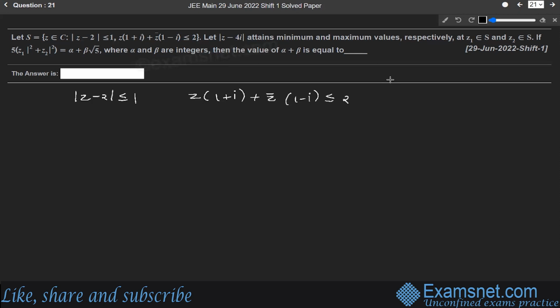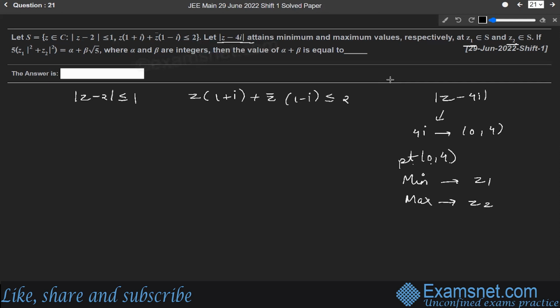This is a question that comes from complex numbers. Firstly, let us look at this part. What is mod of Z minus 4i? Here, this 4i can be written as (0, 4). So we have a point which is (0, 4). And it is given that it attains the minimum and maximum values at Z1 and Z2. So it is very clear that the point (0, 4) attains the minimum distance at Z1 and the maximum distance at Z2, right? Now, firstly, let us draw this set S, okay?